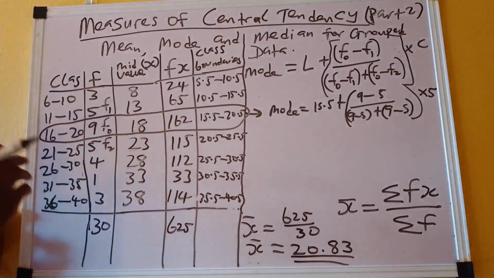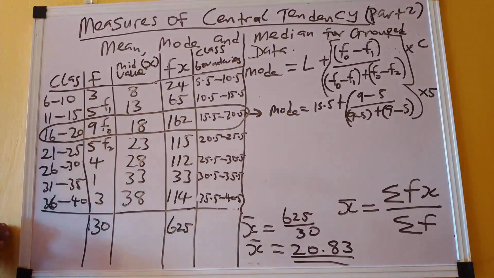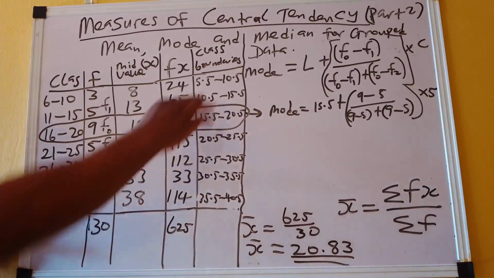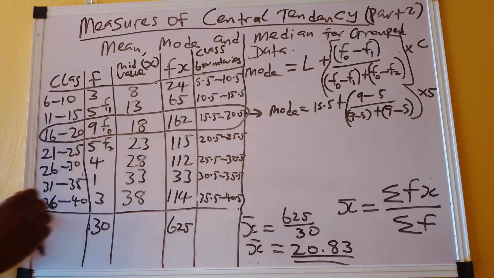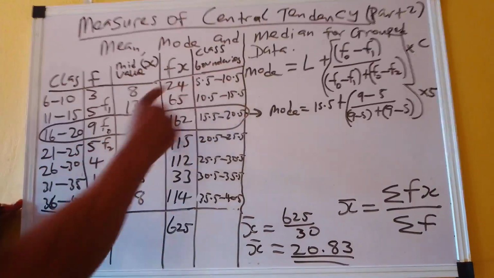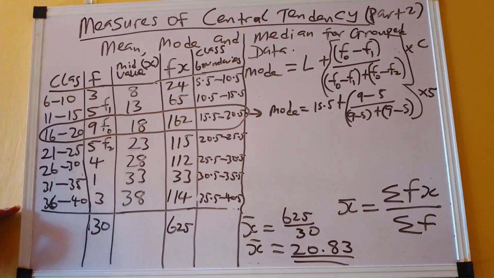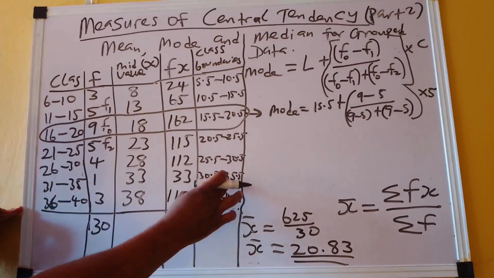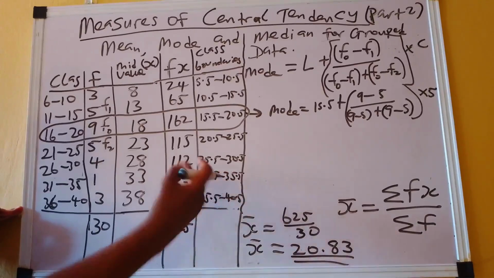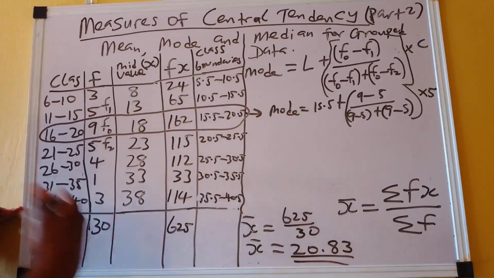From 6 to 10, you count 6 inclusive: 6, 7, 8, 9, 10. You can see the difference clearly from the class boundaries. 10.5 minus 5.5 is 5. Any one of them, you see that the class width, the class size, is 5. 35.5 minus 30.5 is 5. 40.5 minus 35.5 is 5.